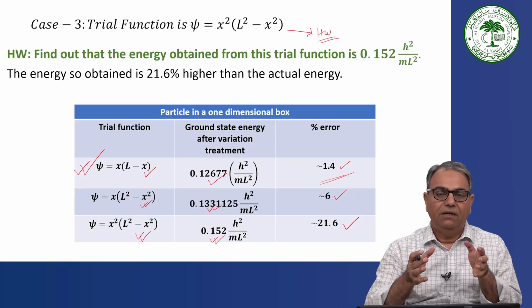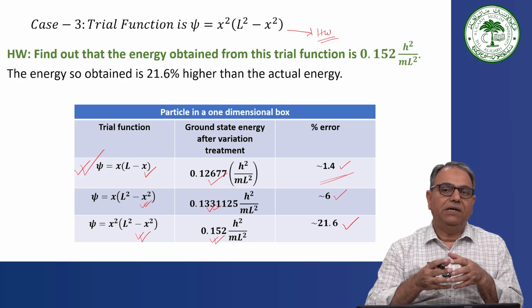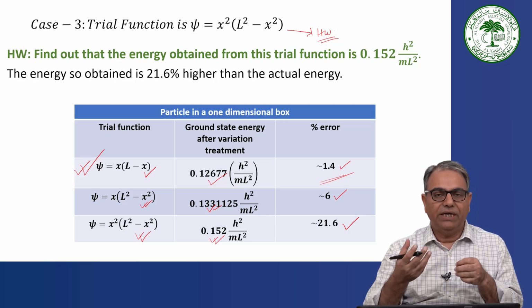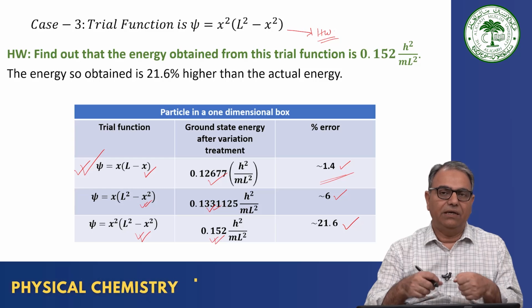So we applied variation treatment to the hydrogen atom, and we applied variation treatment to the particle in a one-dimensional box. In both cases, I have used two different trial functions for finding the energy eigenvalue and the eigenfunction.